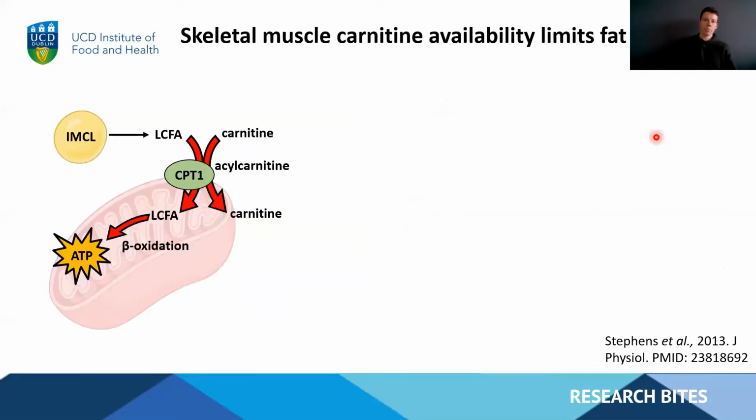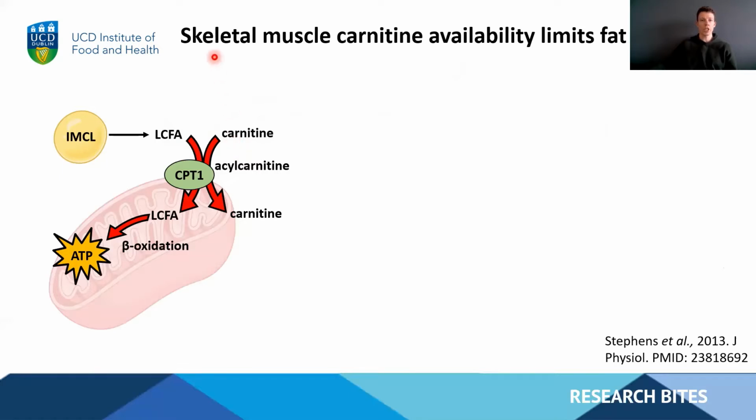One of our focuses was on the metabolite carnitine. Going back to the biochemistry days at college, think of carnitine as a key metabolite involved in the transport of long-chain fatty acids into the mitochondria. So it's really important for fatty acid oxidation.